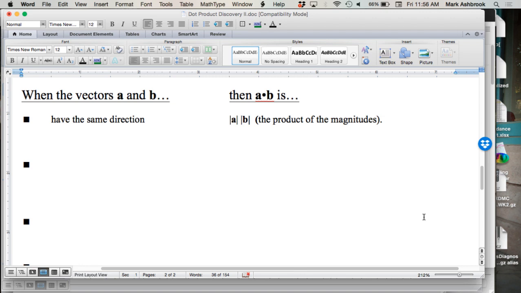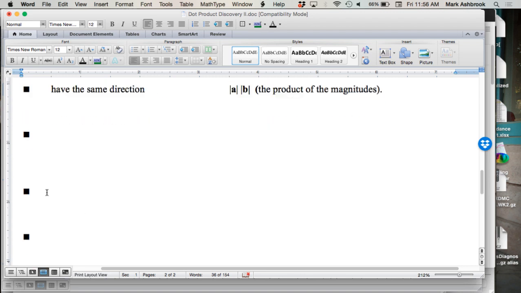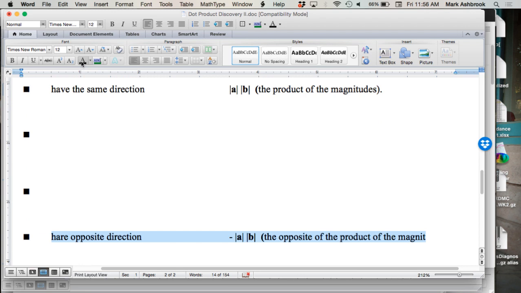When they have opposite directions, yeah? It's a negative product of the magnitudes. All right, so he wants opposite directions. That's my number 4. Agree with that? All right.